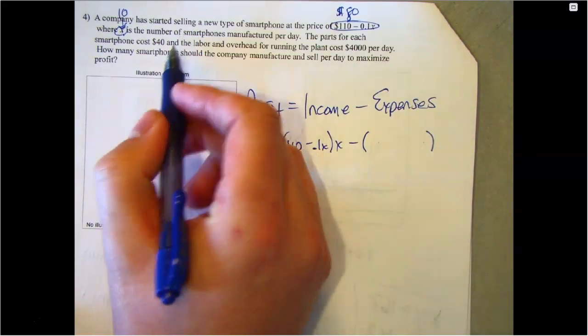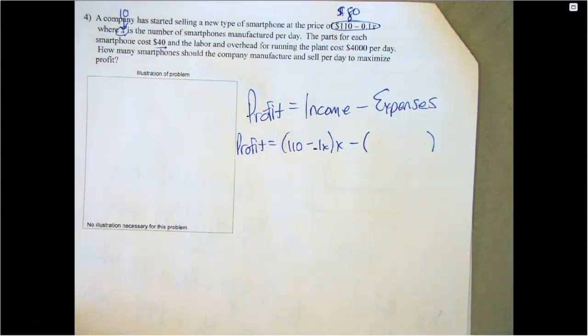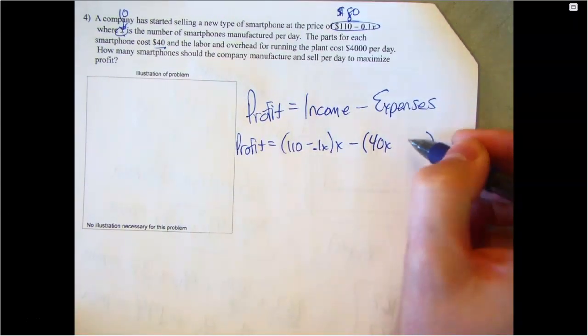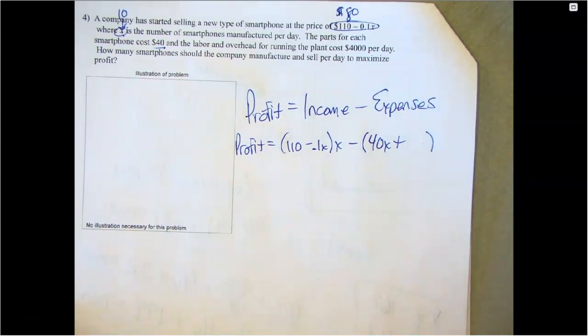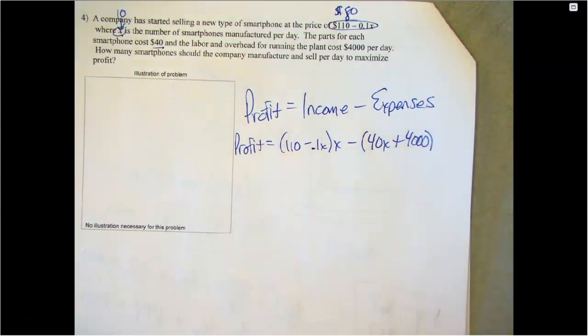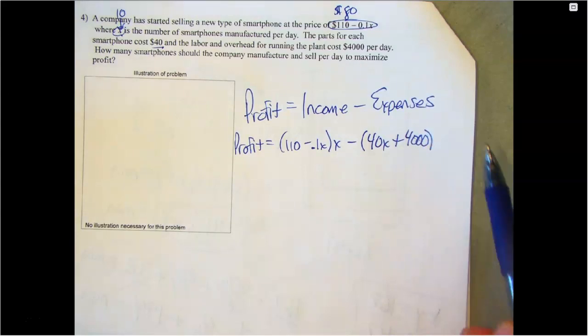And then your expenses. Well, the parts for each smartphone cost $40. And how many smartphones are we making? X. So that's 40x. Plus, we also have to pay $4,000 to run the plant. But does that depend on the amount of smartphones? It doesn't. So that's not 4,000x. That's just 4,000, a fixed cost, which does not impact how many we're supposed to make, because eventually we're going to take the derivative of that, and what's going to happen to it? It's going to go away.